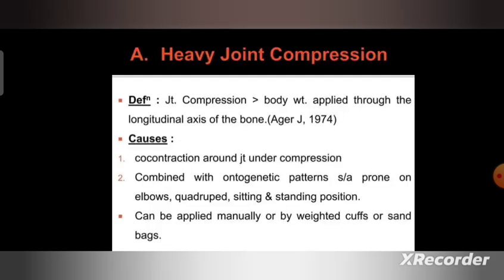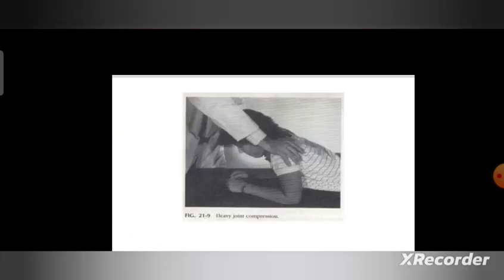First is heavy joint compression. Definition: joint compression is more than body weight applied throughout the longitudinal axis of the bone, according to Ager J. 1974. It causes co-contraction around the joint under compression. Second, it is combined with ontogenic patterns such as prone on elbow, quadruped, sitting and standing positions. It can be applied manually or by weight cuffs or sandbags, and is known as heavy joint compression.